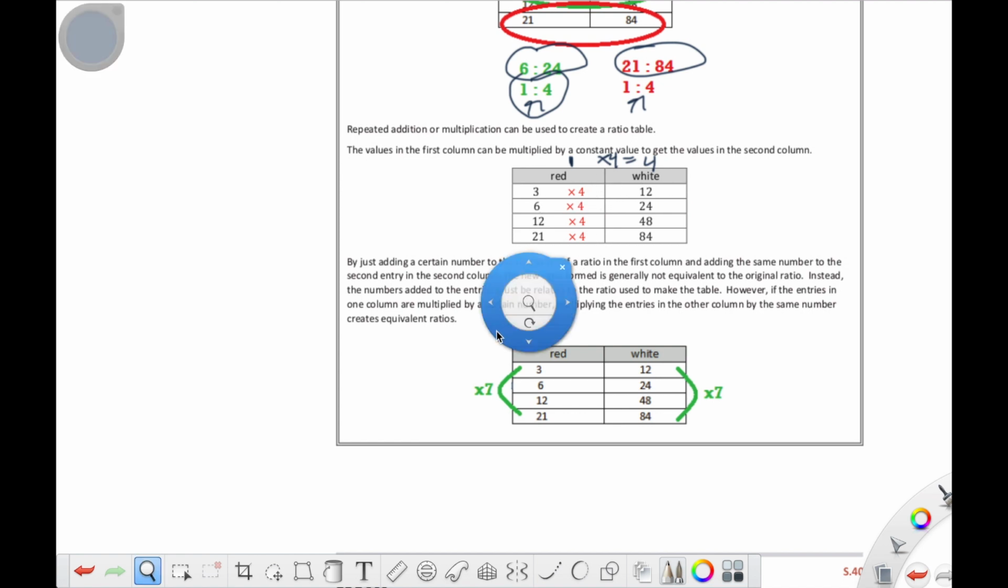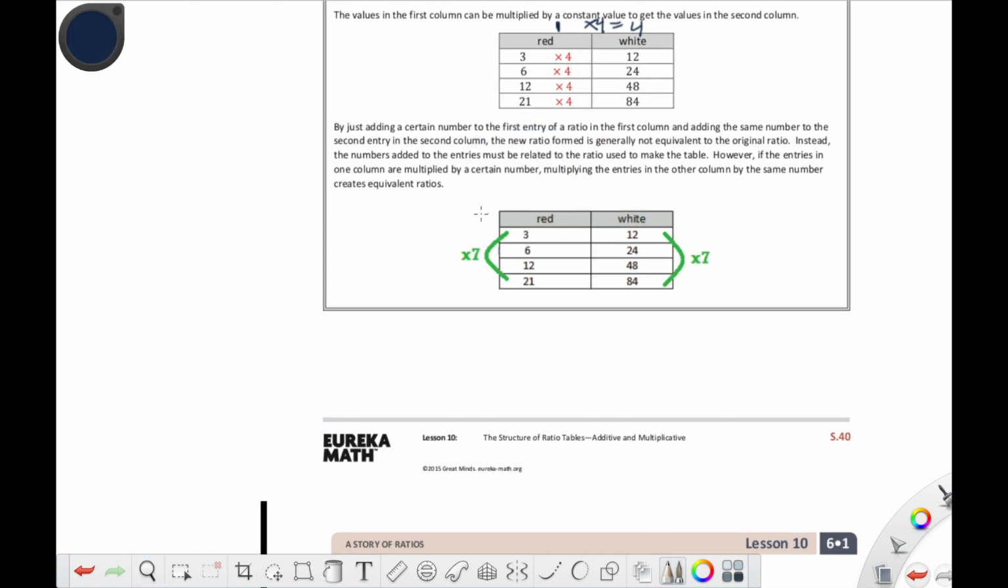The other thing you can do is that if your ratio table is correct, we can say that 3 times 7 equals 21. Well, if we did it by multiplication here, you can do the same thing here. 12 times 7 is 84.